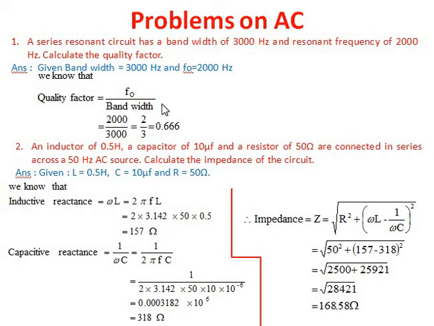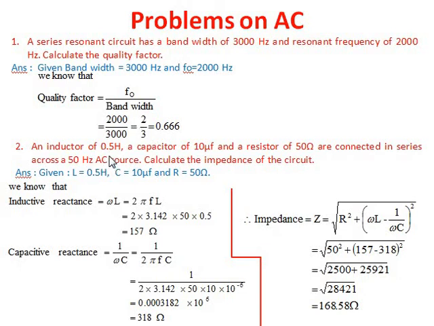We know the relation between quality factor and bandwidth, that is, quality factor is inversely proportional to bandwidth, or it is equal to resonance frequency divided by bandwidth. Therefore quality factor is equal to F naught divided by bandwidth. They gave F naught 2000 Hz, substitute here, and bandwidth is 3000 Hz. So 2 by 3 is equal to 0.666. Okay. Next problem.